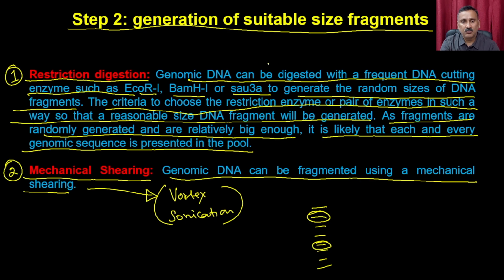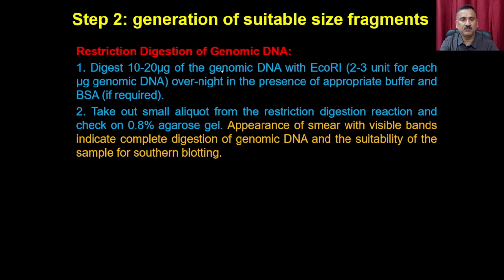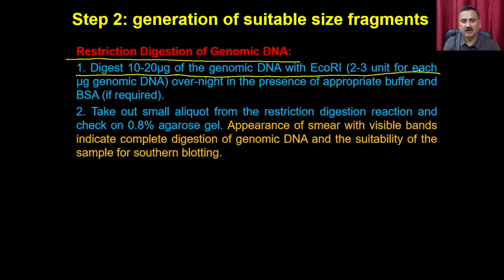Now, how are you going to perform the restriction digestion? In step 2, restriction digestion can be done with the help of a restriction enzyme. You digest 10 to 20 microgram of genomic DNA with EcoR1 overnight in the presence of appropriate buffer and BSA. When you use any enzyme, you require a suitable buffer and other additives such as BSA and magnesium.